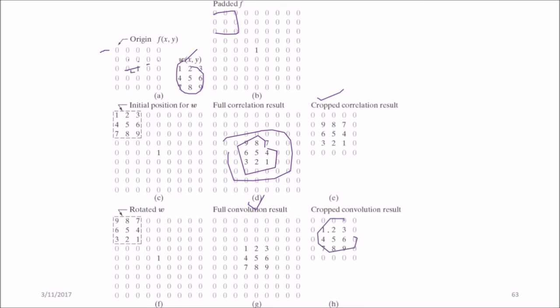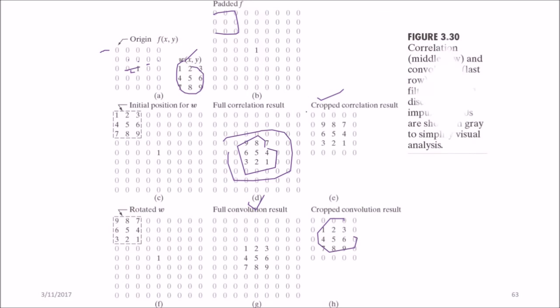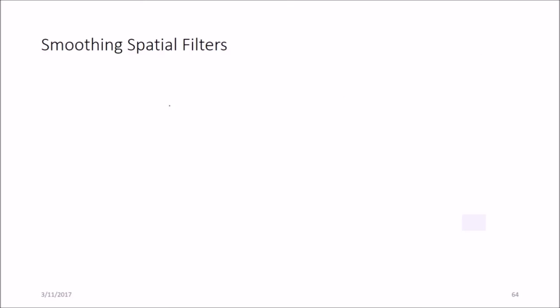So we have cropped it. We are interested in this part only. So this is the correlation, the middle row, and the convolution of a 2D filter with a 2D discrete unit impulse. And these zeros are shown in gray to just simplify the visual analysis.